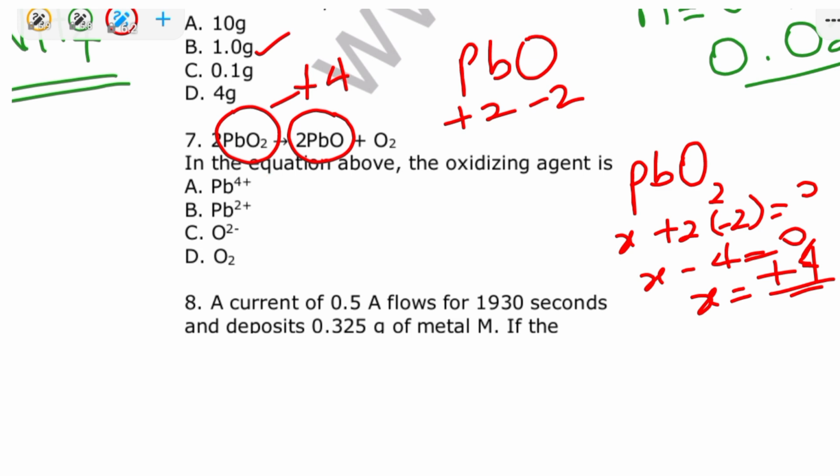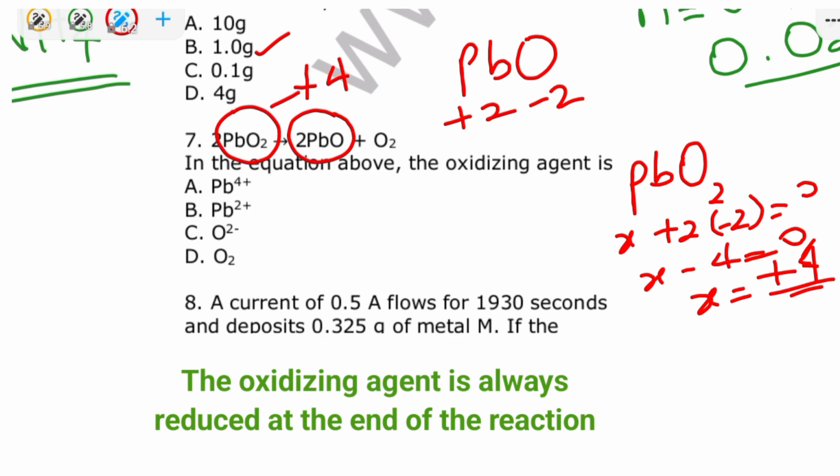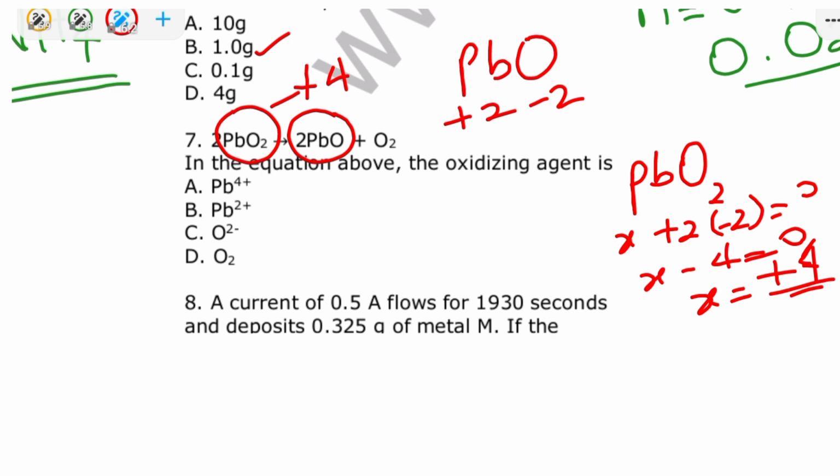That means it's reduced. Any species that is reduced is the oxidizing agent. Take note of that. So that means option A is the answer. So Pb4+ changes to Pb2+. So Pb4+ is the answer. That is the oxidizing agent.